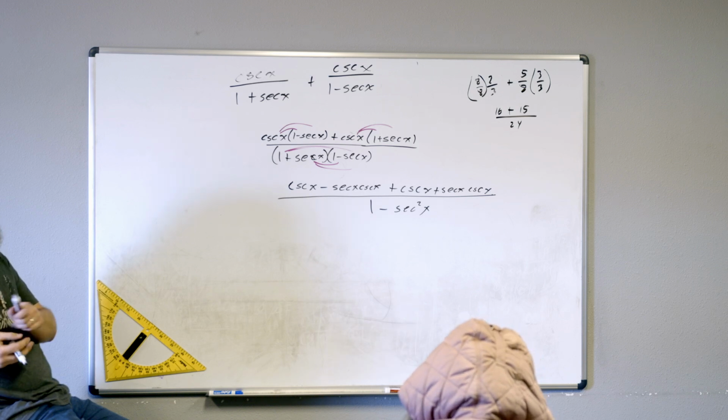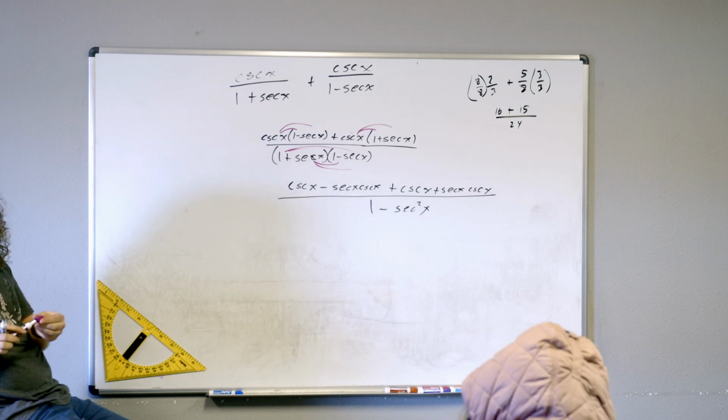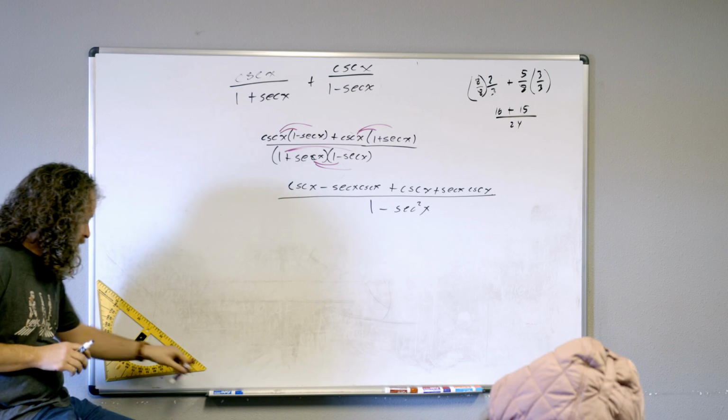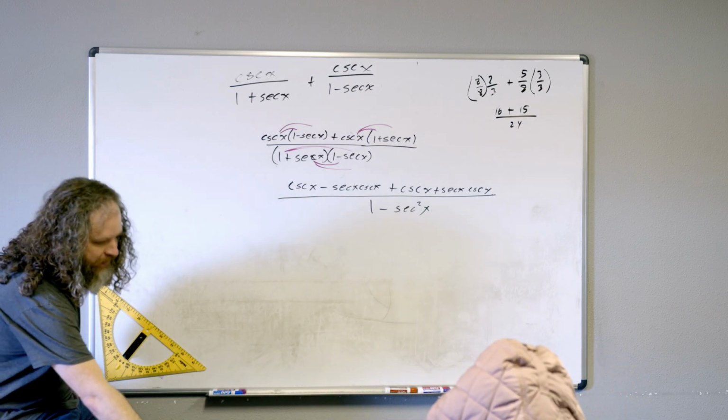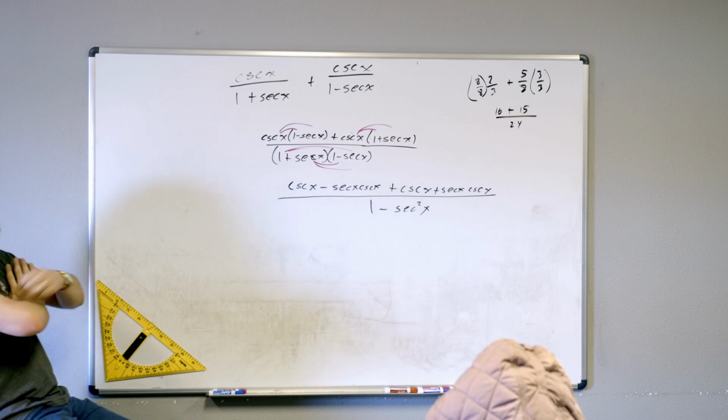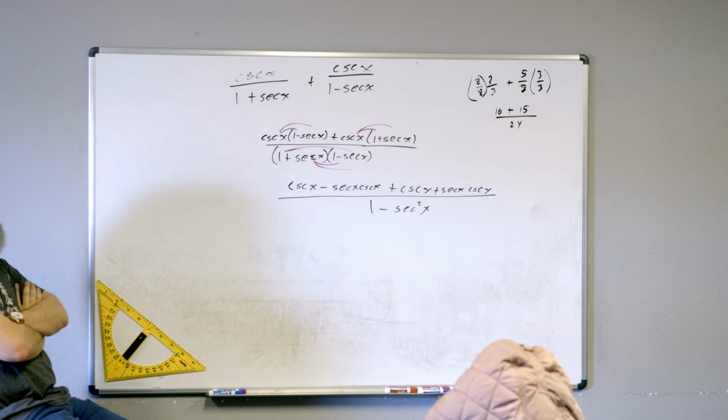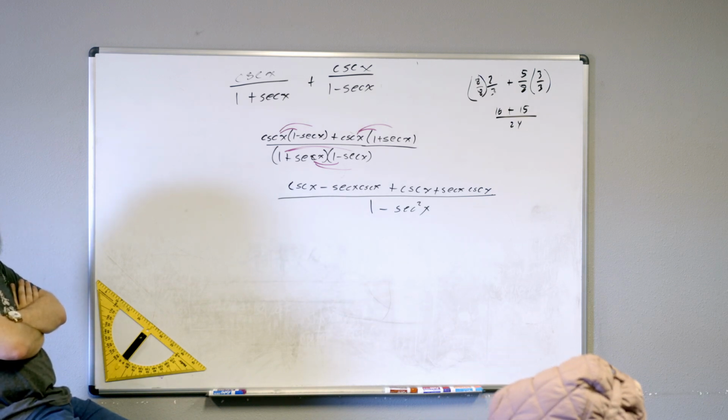This time I did skip an intermediate step, kind of. I did it on purpose because I want you to be able to see something. The denominator is going to end up being 1 minus secant squared. So all I did was the first and the last. I didn't do the O and the I.